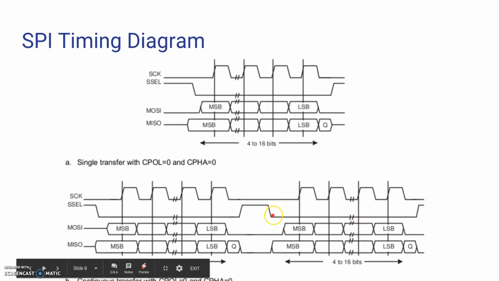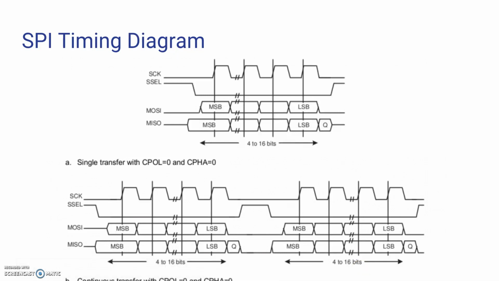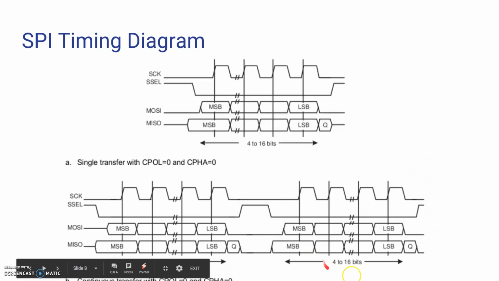Another thing to note is that, as you can see in that length here, 4 to 16 bits, so that means SPI can transmit at various lengths of bits, and it's restricted only by how the SPI device is implemented. And in our case, I'm implementing our SPI module right now for 8 bits only, but that can be expanded.